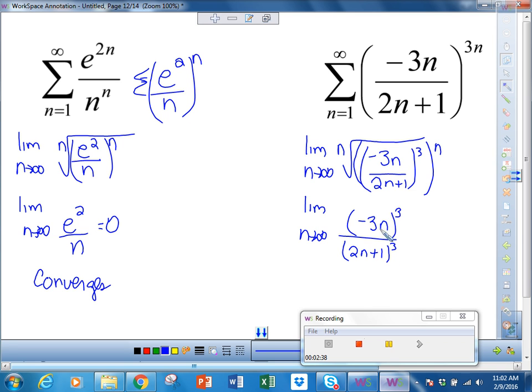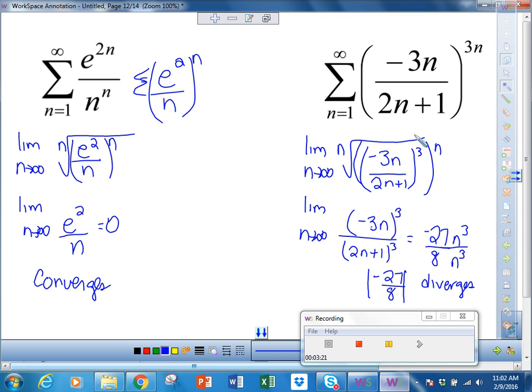So essentially what that will give me is negative 27 over 8 when I'm cubing just the numbers, and n cubed over n cubed. The reason I ignore the 1 is because as we go towards infinity, that 1 becomes negligible. So I get negative 27 over 8. Now our rule is, this is greater than 1, because we're taking the absolute value of this. And since this absolute value is greater than 1, we're going to say this diverges.